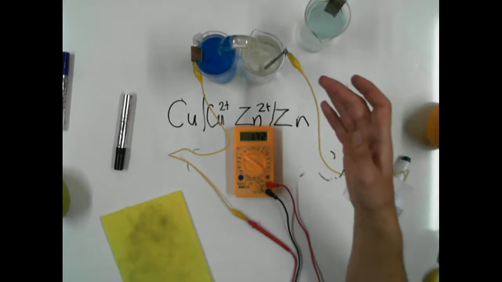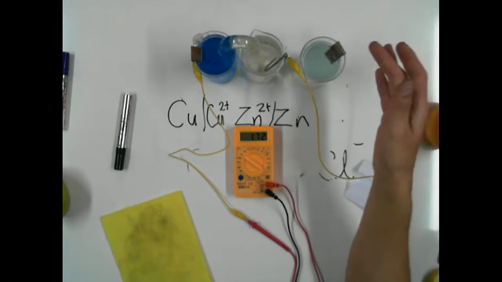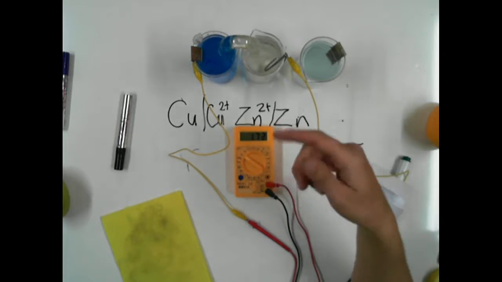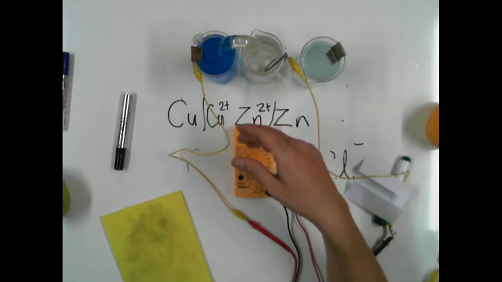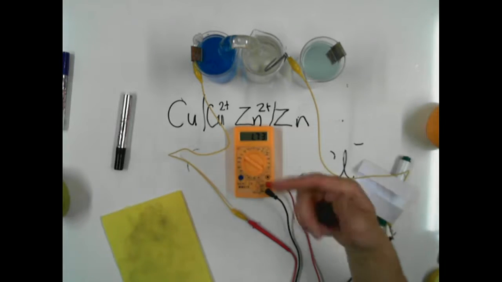I have a measurable difference between two things which look almost identical. I have a gray metal inside a clear solution in both cases. Now, inside a student's mind, they're saying, well, clearly magnesium does something better than zinc. Yes. And then you start to play around with combinations.